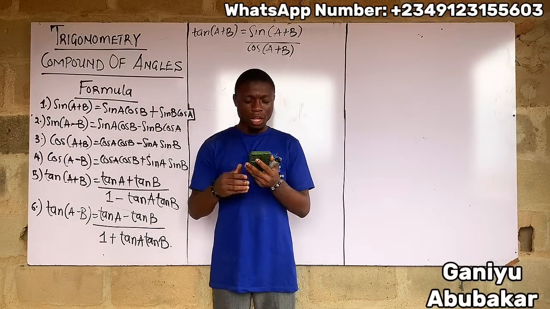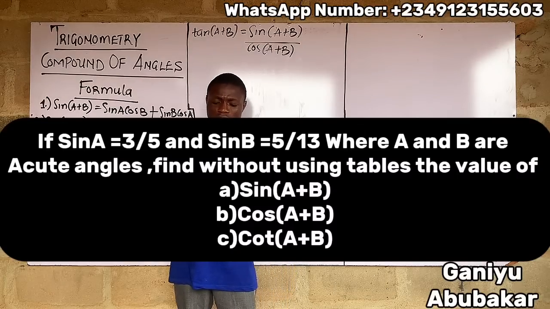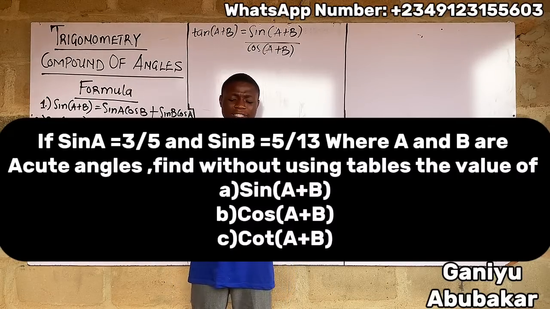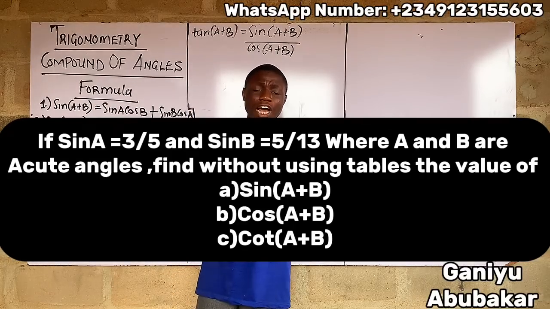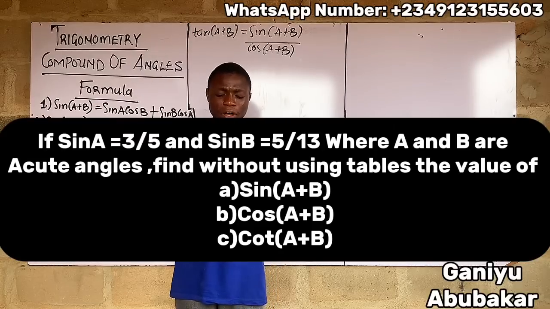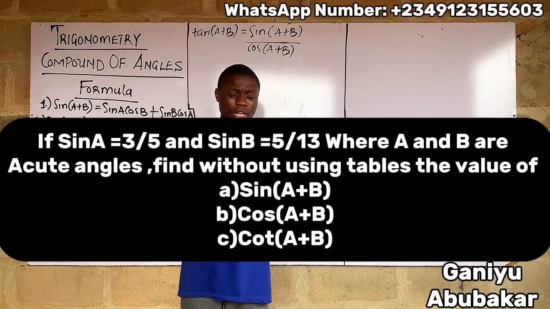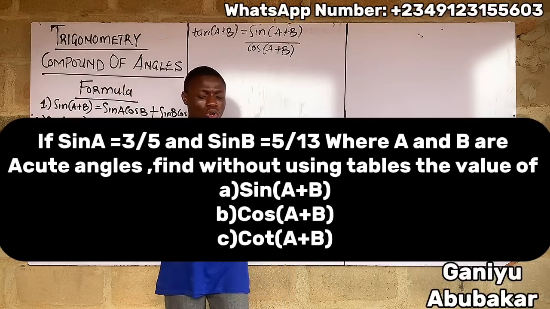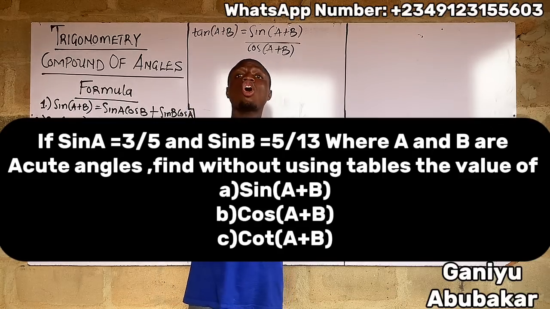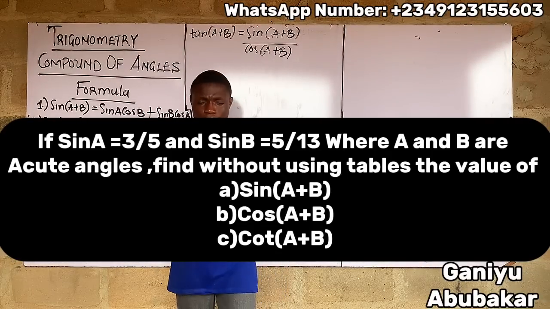Example 1 says, if sine A is equal to 3 over 5 and sine B is equal to 5 over 13, where A and B are acute angles, find without using tables the value of number 1, sine of A plus B, number 2, cos of A plus B, number 3, cot of A plus B. How do you solve this particular problem?